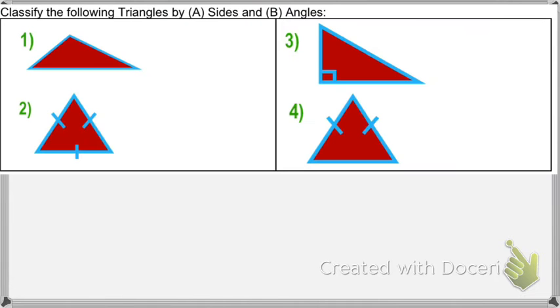I want you guys to try classifying these 4 triangles by both sides and their angles. So by sides, scalene, isosceles, equilateral. And then by their angles, acute, right, obtuse, and equiangular. So on my number 1, I would want you to say by sides is letter A, by angles is letter B.